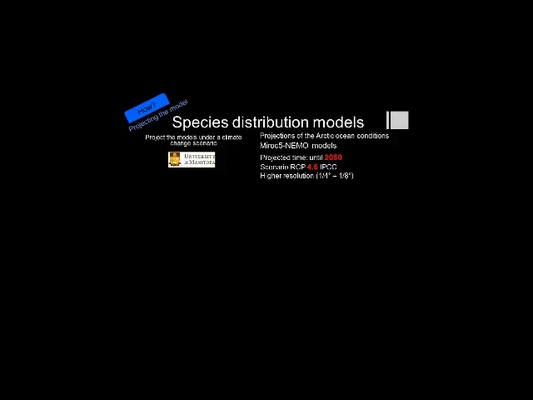After that, we have to project the model into the area that we are interested in, in this case the Canadian Arctic, and into a climate change scenario. So we used a model developed by the University of Manitoba, which is a projection of the Arctic Ocean conditions using the models MEROP 5 and LIM. The projected time of this model is 2050, so mid-century, and the scenario that it uses is the 4.5 IPCC model, which is an intermediate model that predicts that by the end of the century there will be an increase of 2.4 degrees. And the information is in higher resolution.